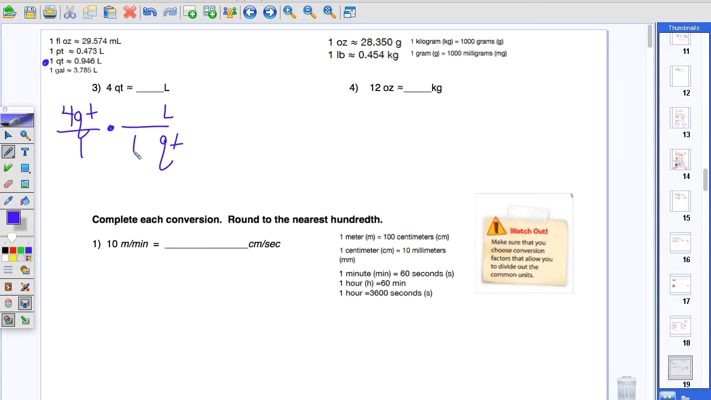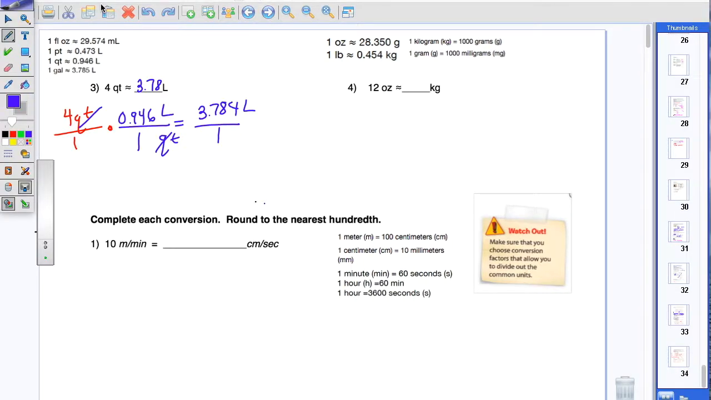So 1 quart is in the denominator and 0.946 in the numerator. Cross off our quarts, so we're left with liters. Multiply going across, 3.784 over 1, and that would be liters. Round it to the nearest hundredth, 3.78. So 4 quarts is approximately equal to 3.78 liters.